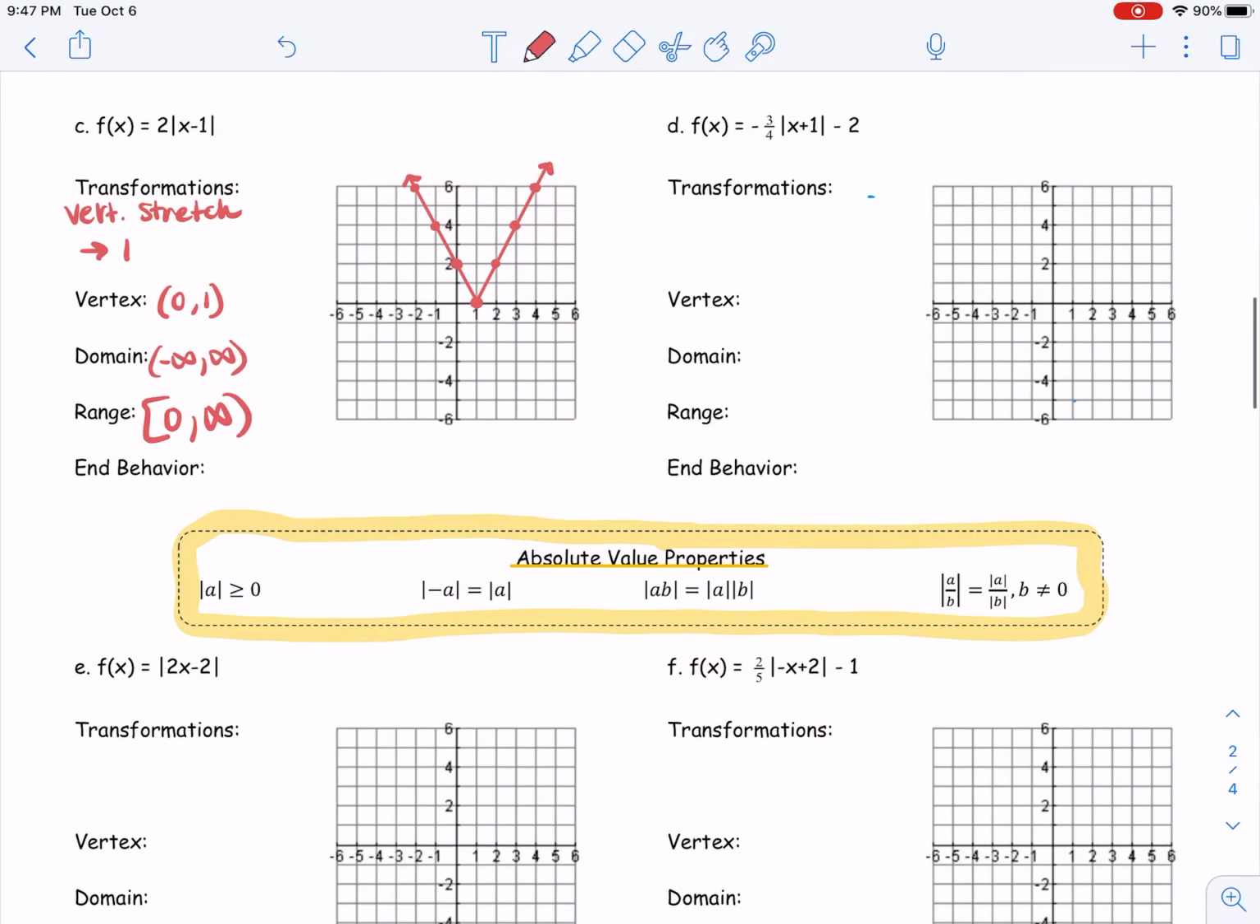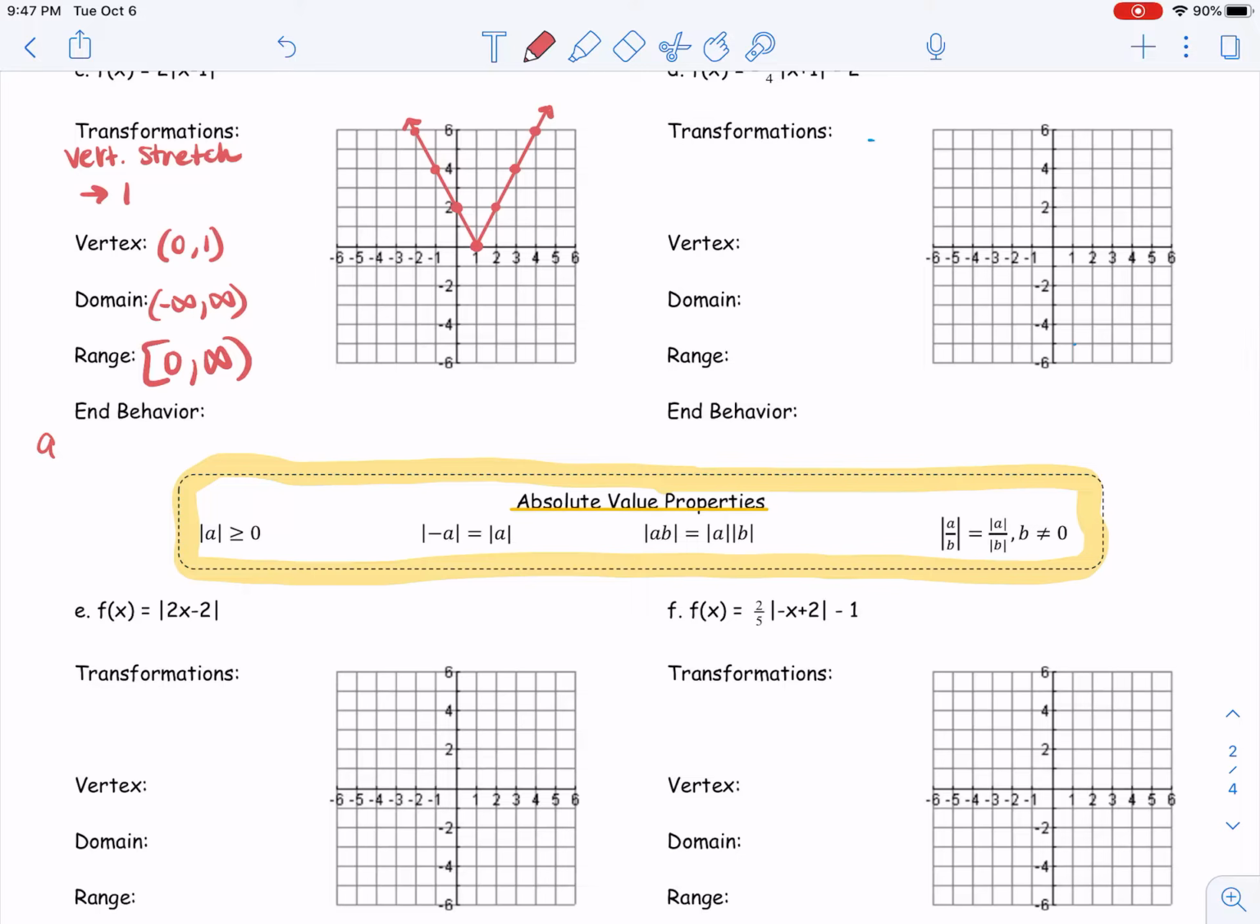Now we're adding on end behavior. So as x approaches positive infinity, y is approaching positive infinity. As x is approaching negative infinity, y is still approaching positive infinity. For absolute value equations and end behavior, both sides will always be going in the same direction. So they're either both going to be going up or they're both going to be going down.